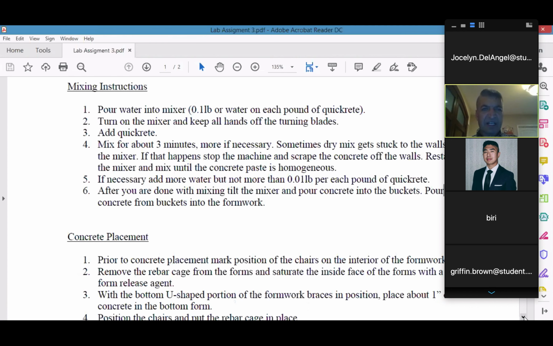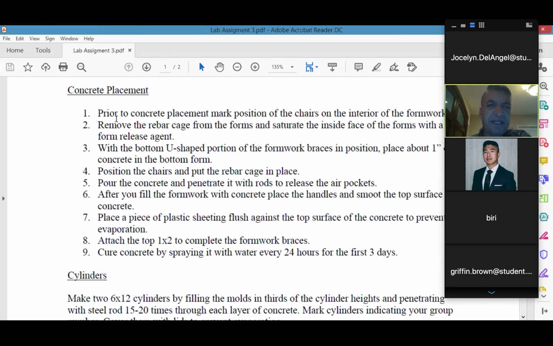Now, how do we place the concrete? Concrete placement says prior to concrete placement, mark position of the chairs on the interior of the formwork. Remember we talked about we're going to have a steel cage in there. That cage is going to go inside the wood form. But we don't want that cage to touch the bottom of the form because we want concrete to go underneath. So we use something called chairs. They are small plastic pieces. He's saying just mark where you want to put those chairs before you pour the concrete.